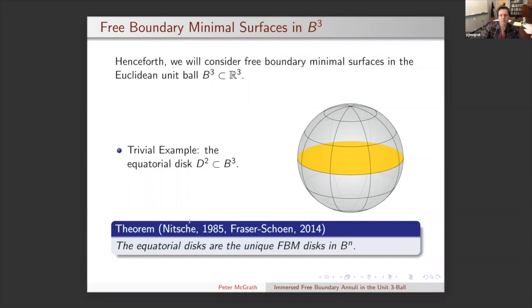I put two sets of authors here. Nitsche did this in the 80s when n was 3, and Fraser and Schoen did this for a general n. The method of this proof is basically a Hopf differential, complex analytic proof.